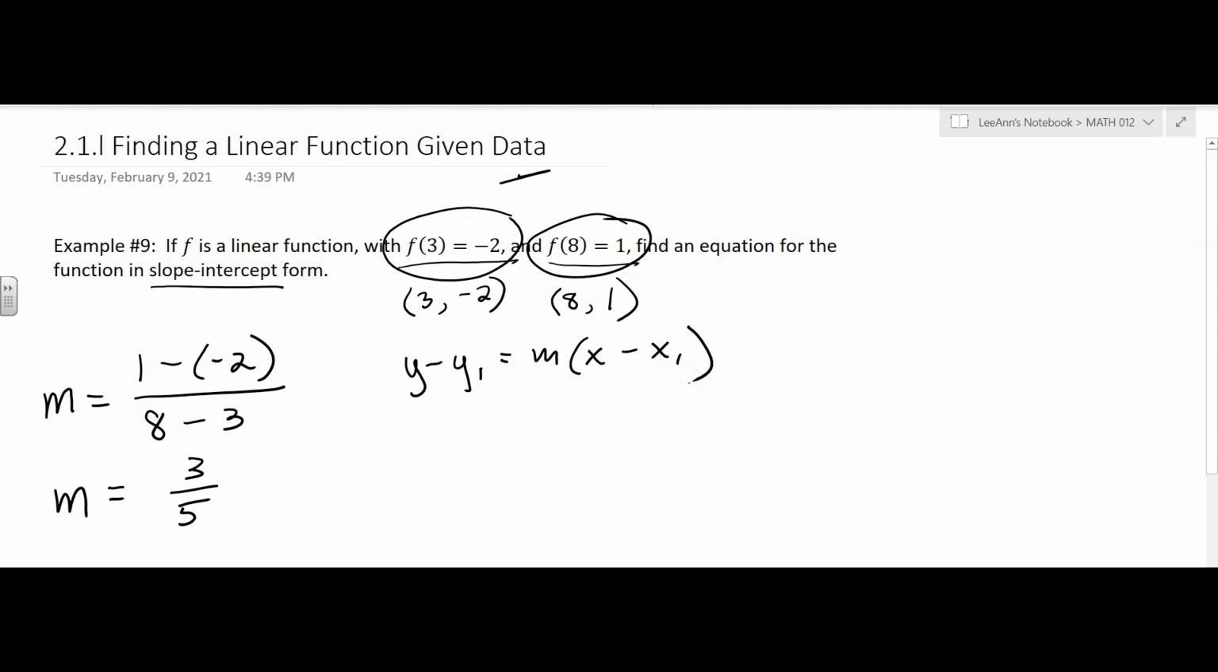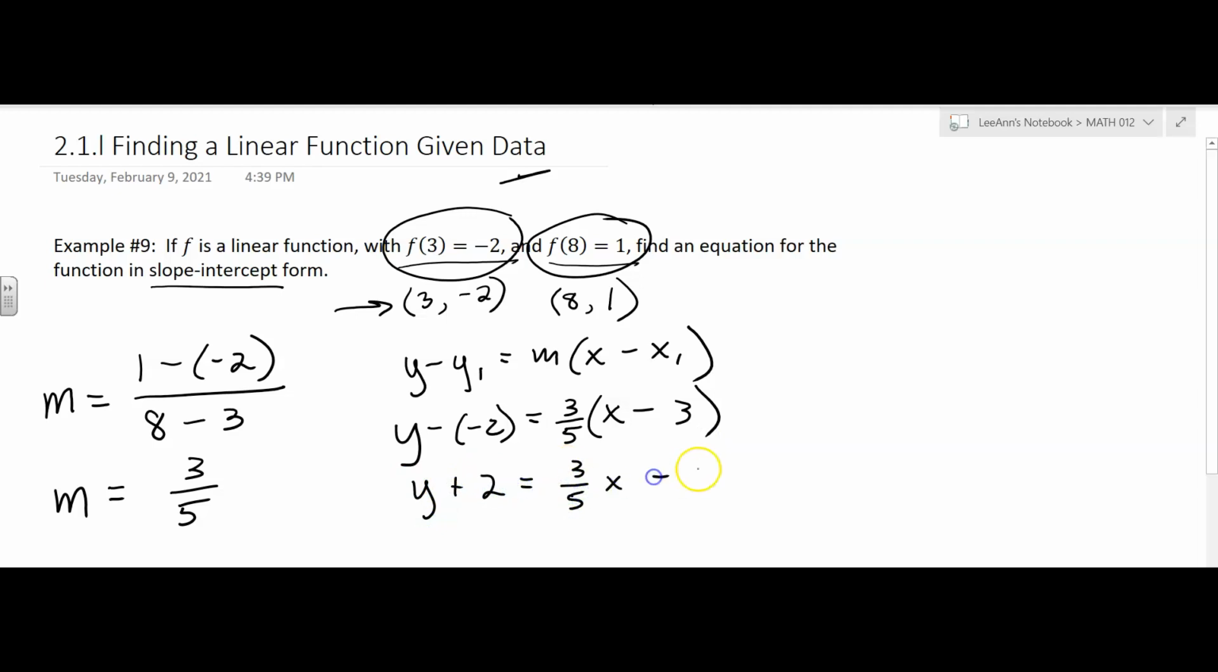Okay. We know the slope and we know a point. I'll just use this point for the point that I know. So it doesn't matter which point you use. In fact, if you don't believe me, try the other one, but it should come out the same. Our slope is 3 over 5. Okay, so I have y plus 2 equals 3/5 x minus 9/5, a little bit of fraction work there.